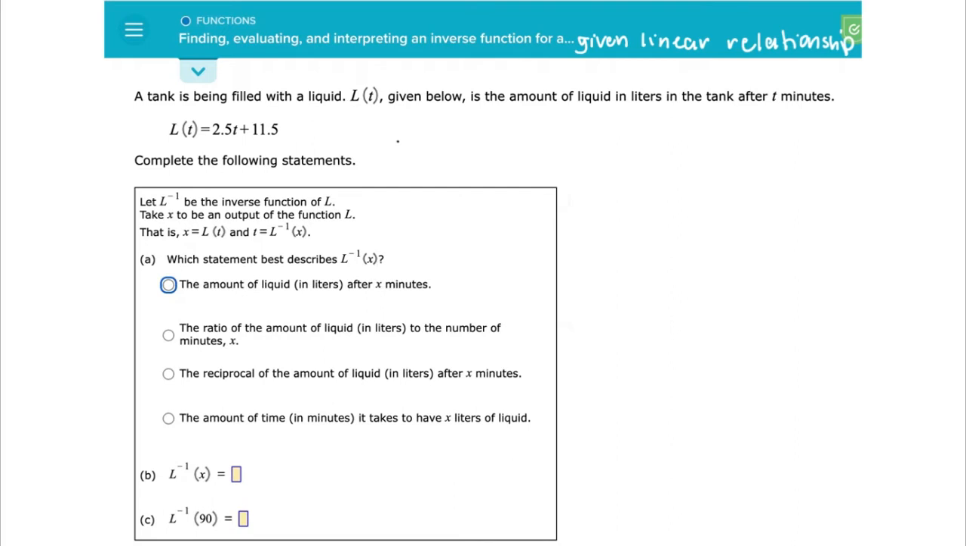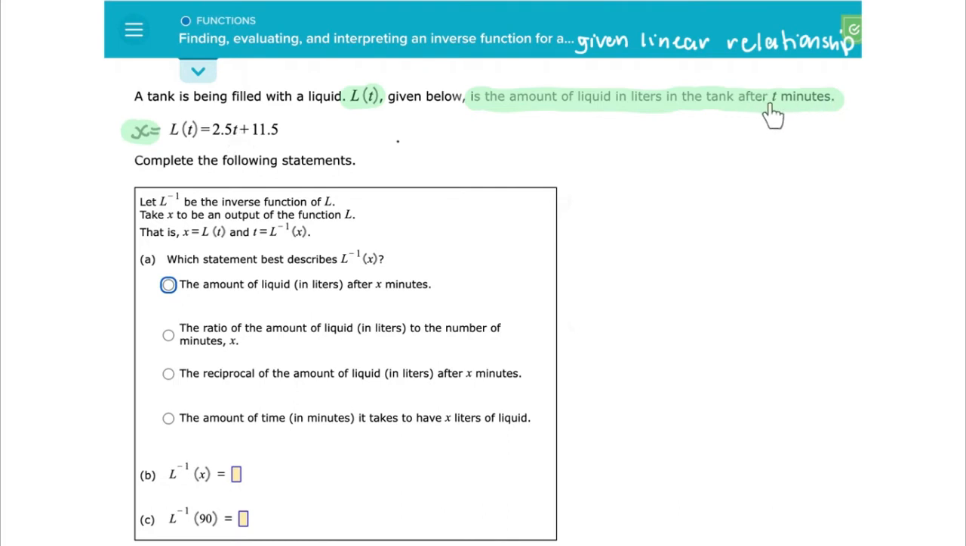Let's first begin by writing x equal to L of T, and we have x as a function of T, and they tell us here that L of T, which is equivalent to x, is the amount of liquid in liters after T minutes. So x is equal to the amount of liquid in liters in the tank after T minutes. Now part A asks us to find not what x is, but L inverse of x, which would be equivalent to solving for T, getting T in terms of x.